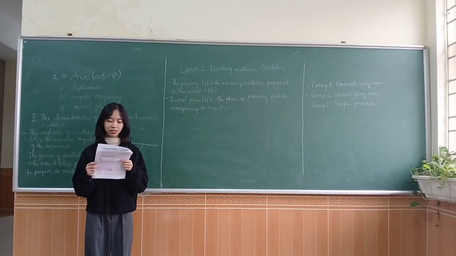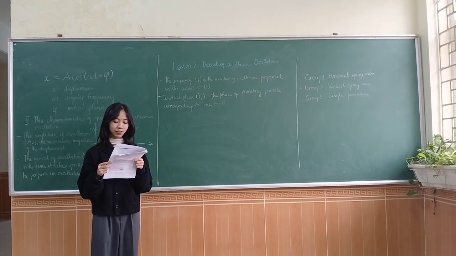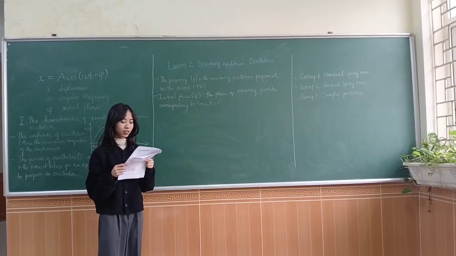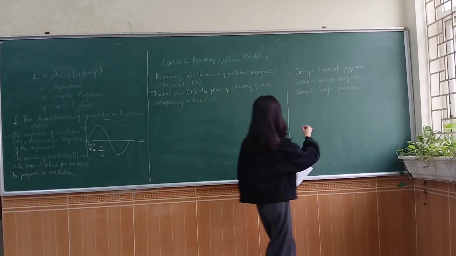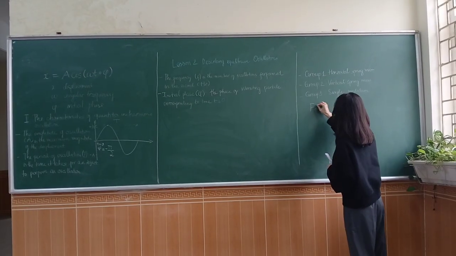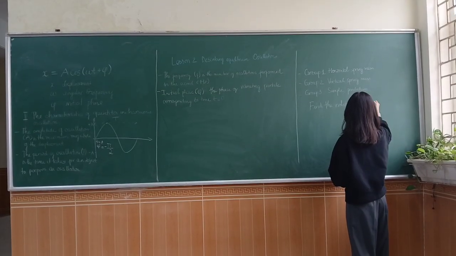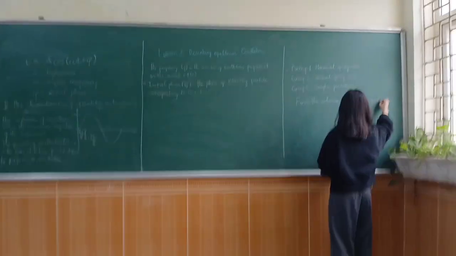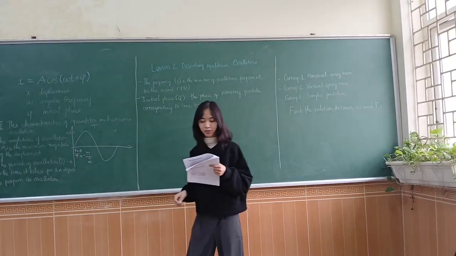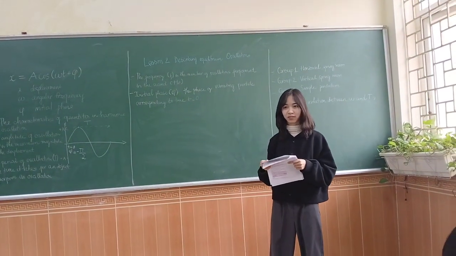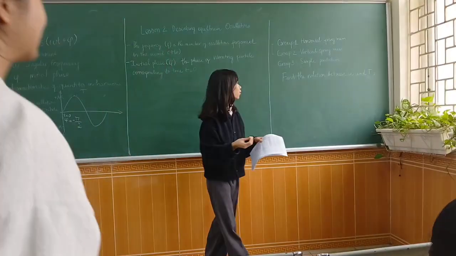After you have completed the activity and seen the results, please use the periodicity of the cosine function from the textbook to find the relation between omega and T. Find the relation between omega and T in this graph. Can you answer this question?